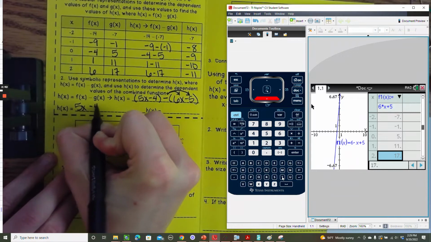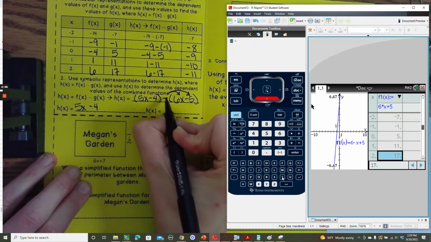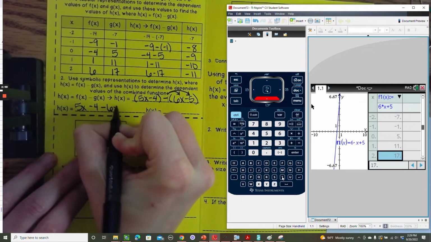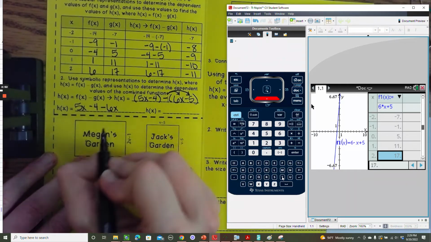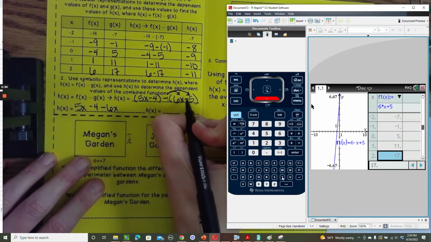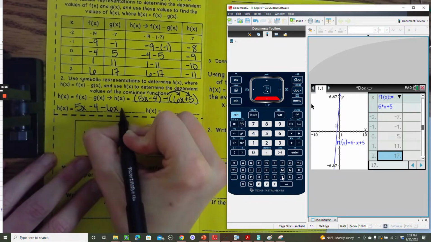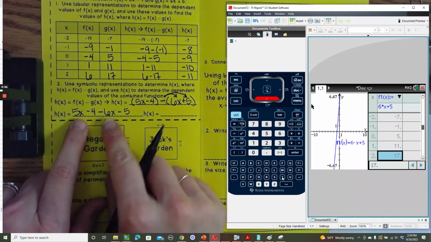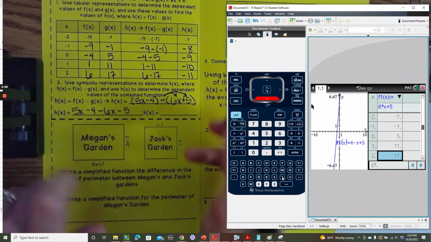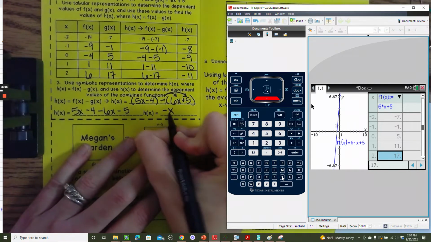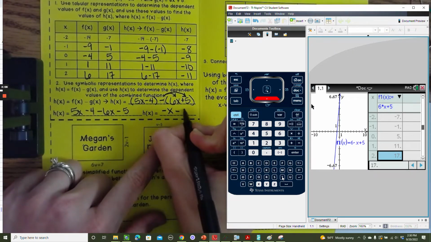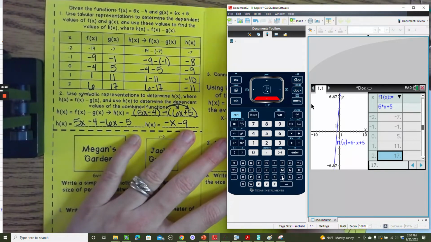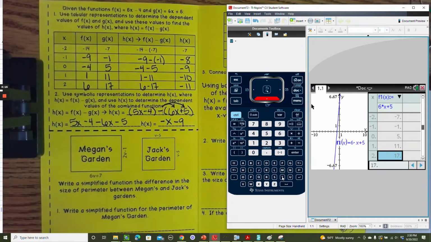5x minus 4 is going to stay the same. But negative, and there's an invisible 1 here. So negative 1 times 6x is negative 6x. Negative 1 times a negative 5, that should be negative 1 times a positive 5, is a negative 5. And then I can combine like terms. So 5x and negative 6x is a negative x. Negative 4 and a negative 5 is a negative 9. So that is my function. Negative x minus 9 is my function for h of x.